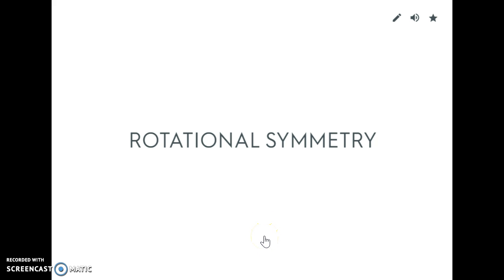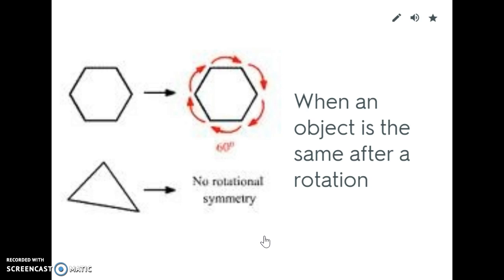Rotational symmetry is the next vocabulary word. Rotational symmetry just means when an object is rotated, it stays the same. So I rotate this hexagon, and every time I rotate it, it stays the same shape. This triangle, though, I am not able to rotate. It will not stay the same, so it does not have rotational symmetry.